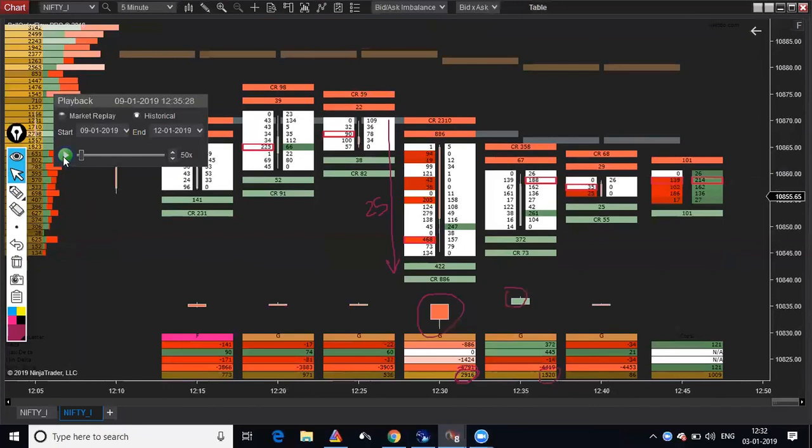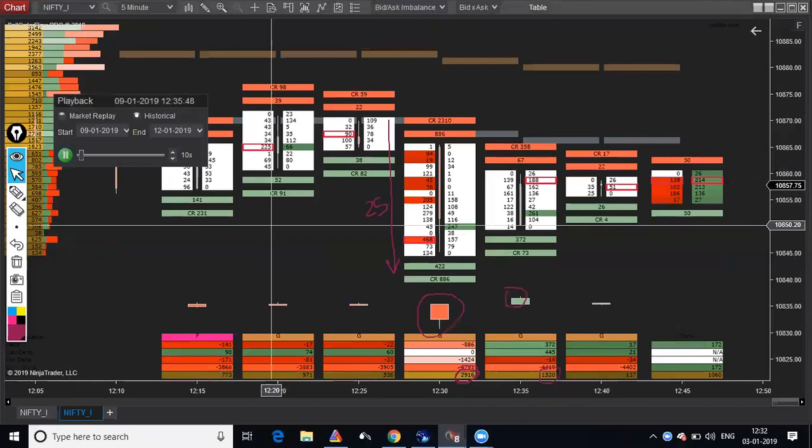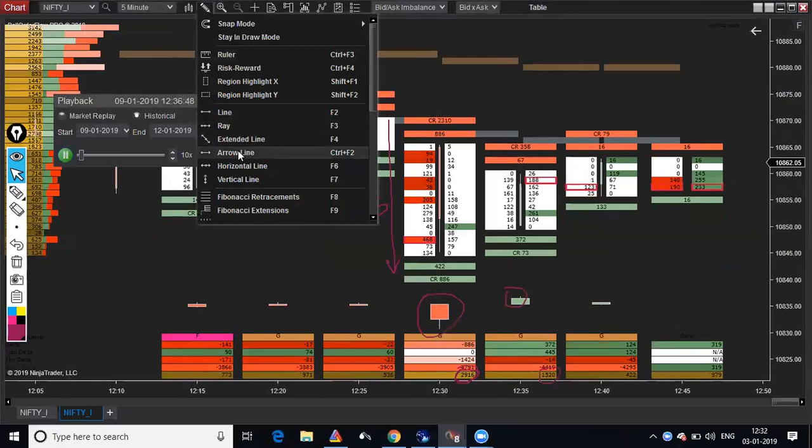So let me simulate the auction further. I'll go down and I'll run at 20x. Probably 10x will do. Your stop loss is below this reference level. Maybe I'll draw a reference level showing the stops. So this is your stop zone. This candle low is your stop zone.